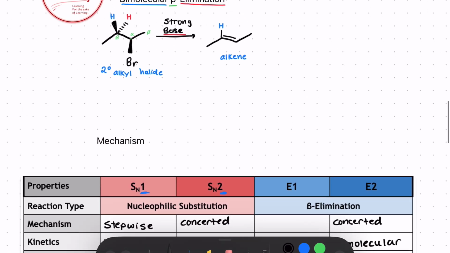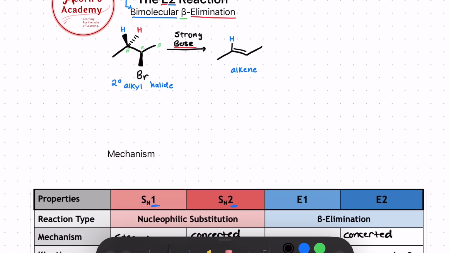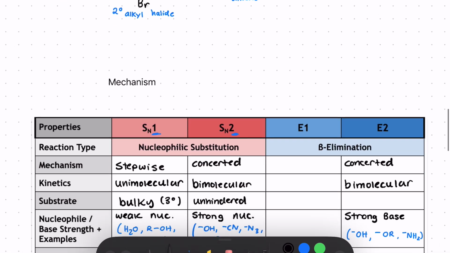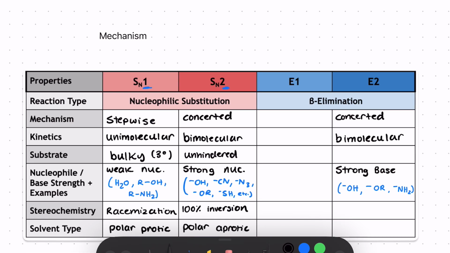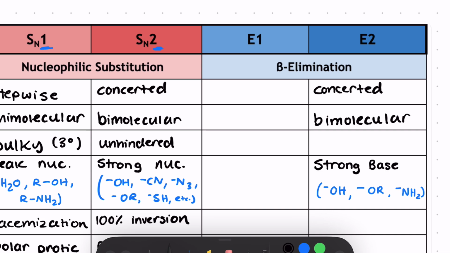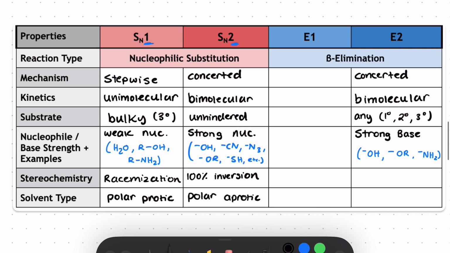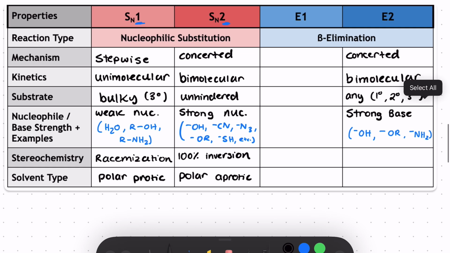Our substrate, you'll notice here that we're starting with a secondary alkyl halide. The reality is that, in theory, E2 elimination could happen with any substrate. Now, this does also depend a little bit on what your professor says. I was taught that any of them could work, but some would be preferred, and we'll get to that in just a little bit. But in the grand scheme of things, any substrate could work here. Okay, we already covered our base strength.